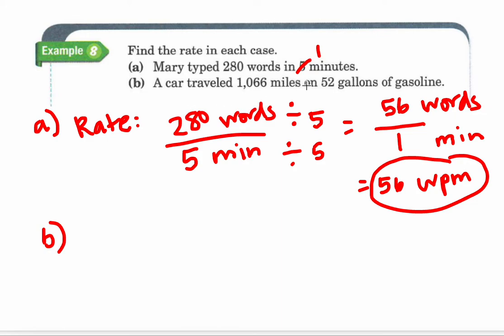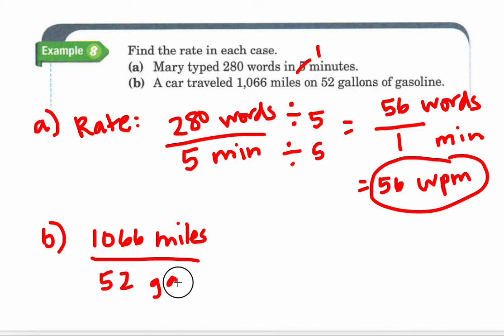A car traveled 1,066 miles on 52 gallons of gas. We need to figure out the rate. We know that the distance will need to go first because we want to know how far this car went per 1 gallon of gas. Okay, so we're going to take the 1,066 miles and we're going to divide it by the 52 gallons of gas. Okay, because we want to know how far this car can go on just 1 gallon of gas. How far does that actually take us?